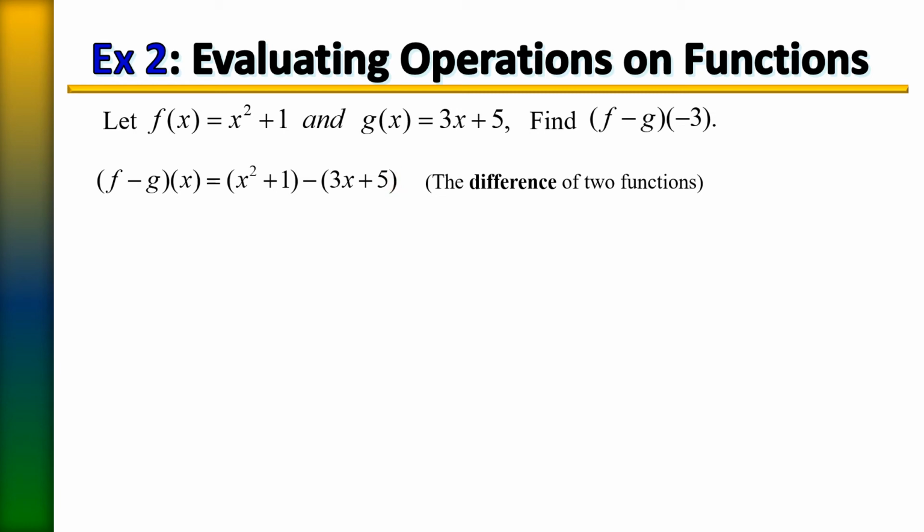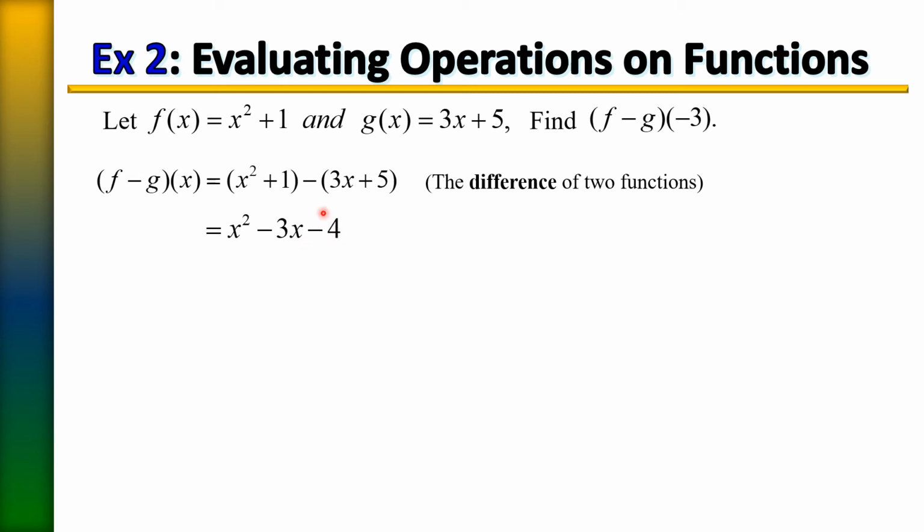So then you'll have -3x minus 5. And once we combine that with the other terms, we'll have x squared minus 3x minus 4, because once you combine the positive 1 with the -5, then you will get -4.